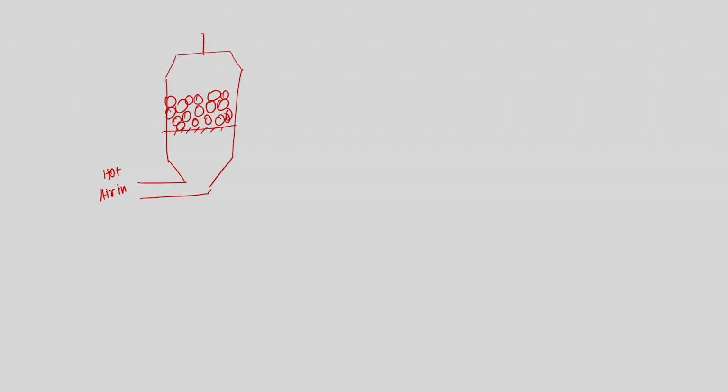Okay. So, this is your exhaust. This is attached to the cyclone separator, from which your exhaust air is coming out. Your dried solids you will collect here.